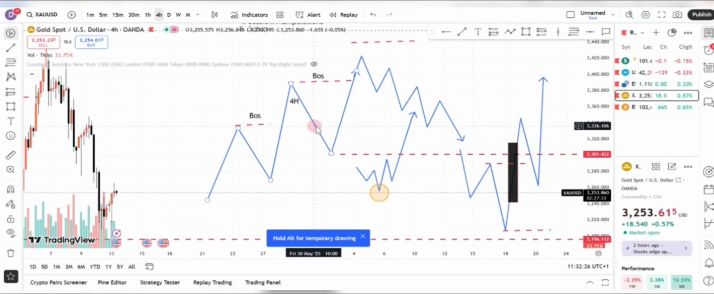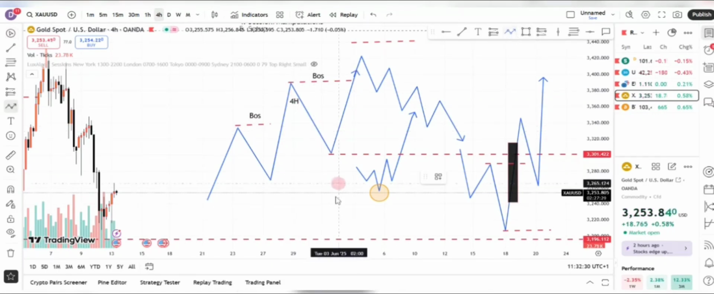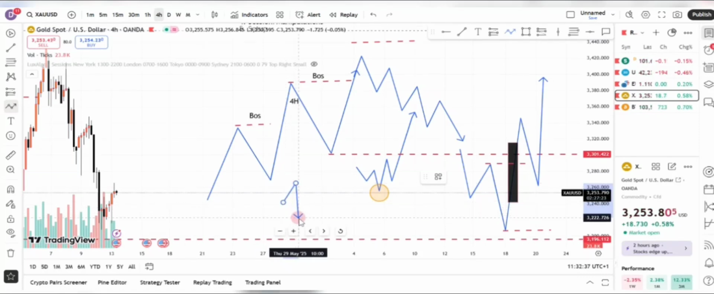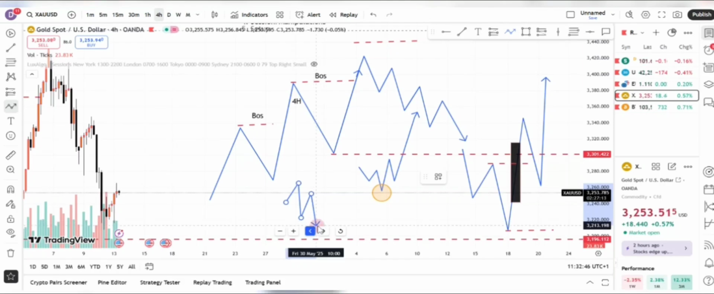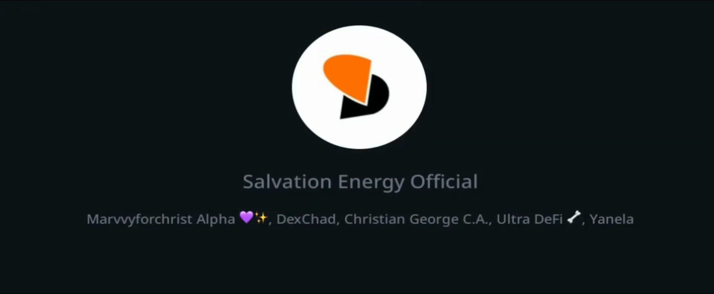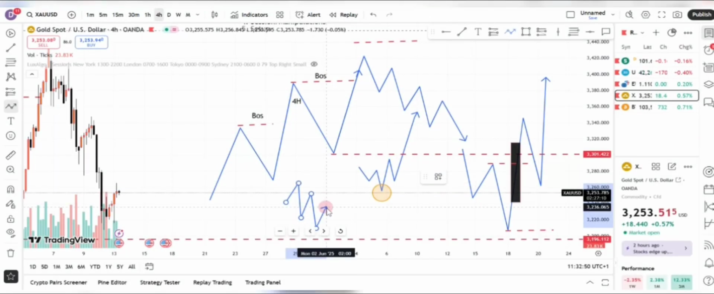Every time price is retracing, look at how price used to retrace. Price will make this lower high, and then it makes a lower low. It makes another lower high. It makes another lower low. This is basic price movement. It makes another lower low. It makes another lower high. It makes another lower low.